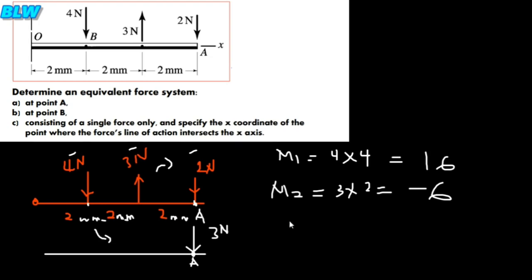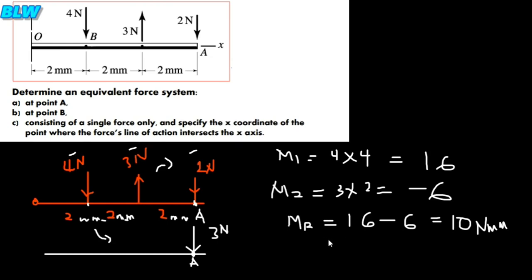So now let's find the resultant moment. The resultant moment will be 16 minus 6, which will give me 10. So that will be 10 Newton millimeter.